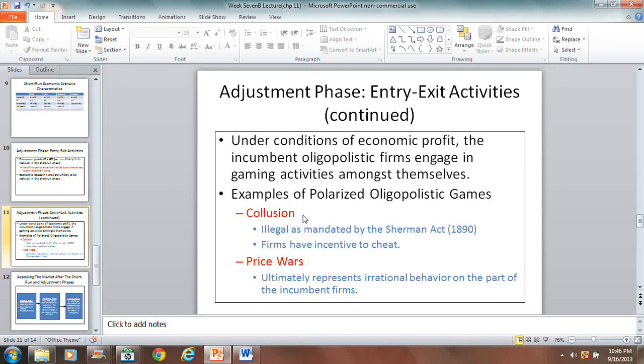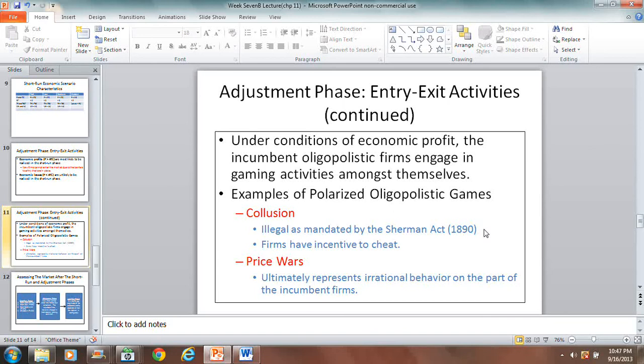Now that is problematic because collusion has some traits that make it unstable. First of all, collusion is illegal as specified by the Sherman Act of 1890. The Sherman Act is a major piece of antitrust legislation designed to break up behavior that might foster monopoly outcomes. If the firms started to work together, the industry would start to look a lot like monopoly because they would be acting in effect like one big firm.